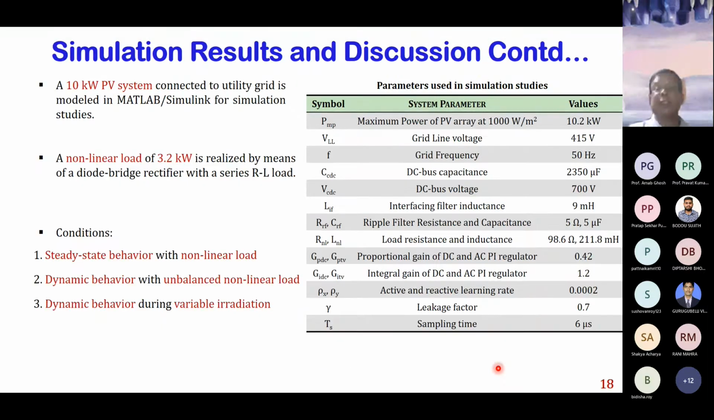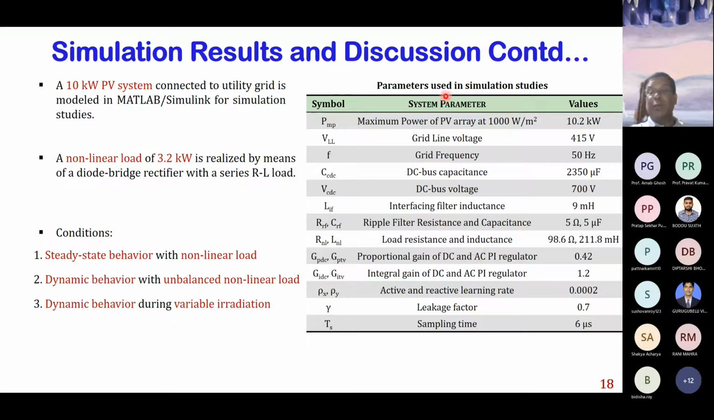For the simulation result, we have taken this 10 kilowatt PV system and implemented the proposed controller using MATLAB and Simulink. We connect a nonlinear load of 3.2 kilowatt. That nonlinear load is basically a diode bridge rectifier with a series RL load. We considered 3 different conditions. One is the steady state behavior with the nonlinear load. The second is the dynamic behavior with unbalanced nonlinear load. And the third one is the dynamic behavior with variable irradiance.